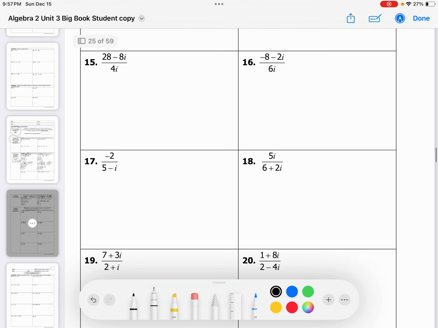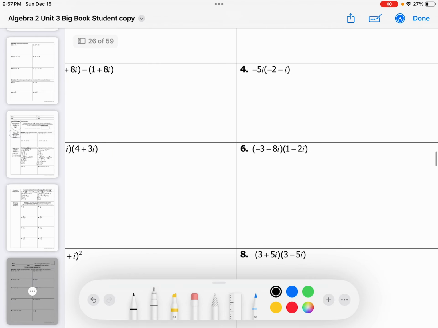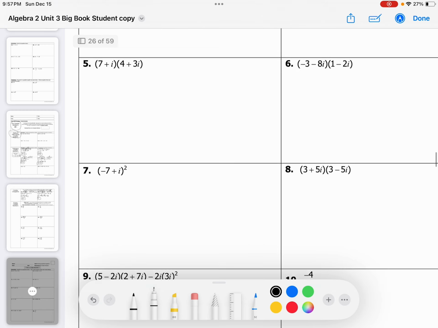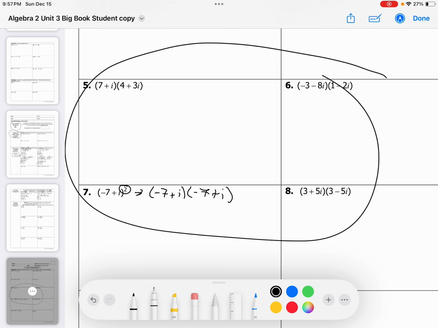I then want you to go down to the assignment, the one that says Unit 4, Homework 5, Complex Numbers. And I just need you to do problems 5 through 8. For number 7, I'll give you a head start. This negative 7 plus i squared would mean that this is negative 7 plus i times negative 7 plus i. So you want to start by changing this problem into this problem. But these 4 problems, 5, 6, 7, and 8, are the ones that I want you to do.